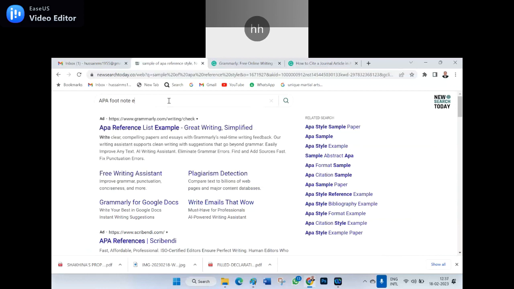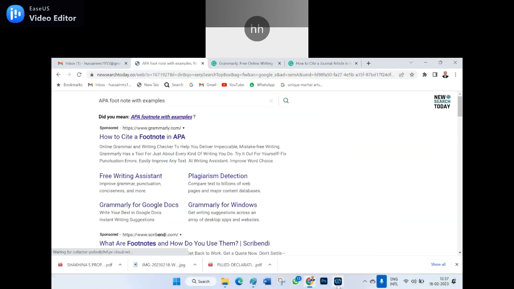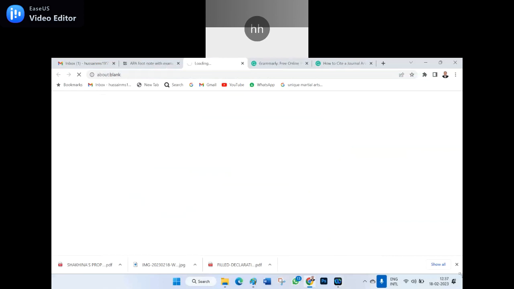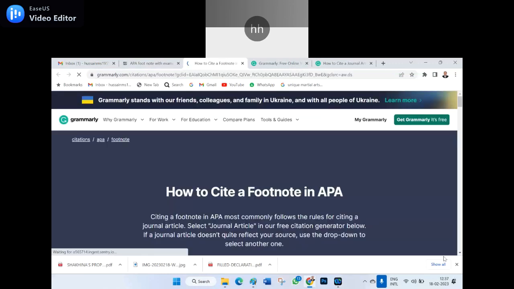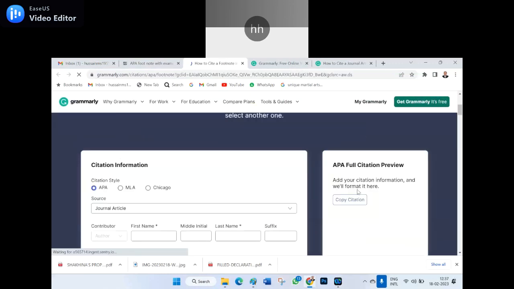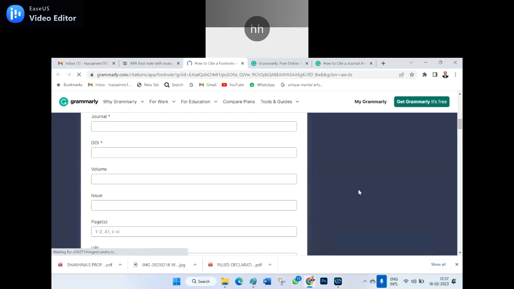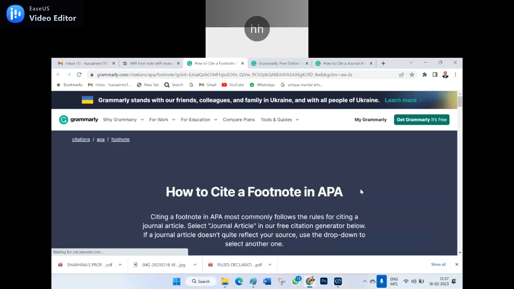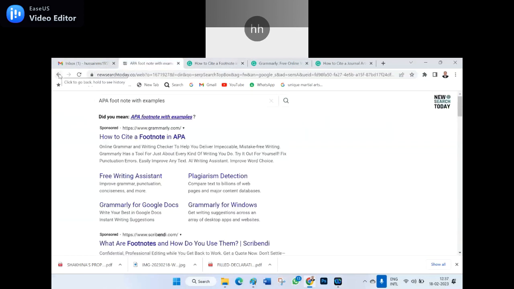APA footnote, with examples, that we want. Yeah, this actually we want. How to cite a footnote in APA this way. Oh, again they have given the model. We don't want the model. We want the example. We don't want the model. We want the example.